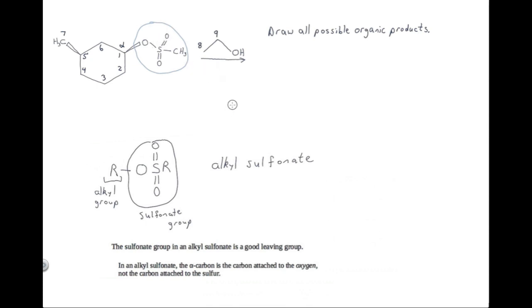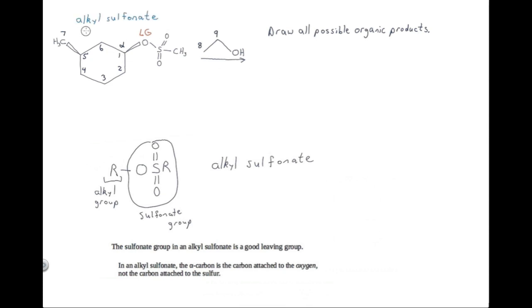to a sulfonate group. Well, the important thing about a sulfonate is that the sulfonate group in an alkyl sulfonate is a good leaving group. And in particular, we know that the leaving group atom is this oxygen. Remember that the leaving group atom is the atom that's attached to the alpha carbon. And in an alkyl sulfonate, the alpha carbon is the carbon attached to the oxygen, not the carbon attached to the sulfur.